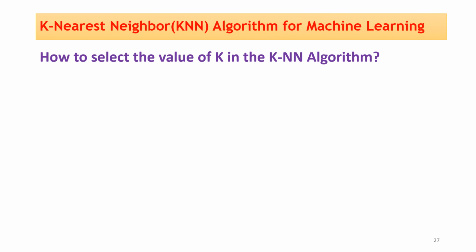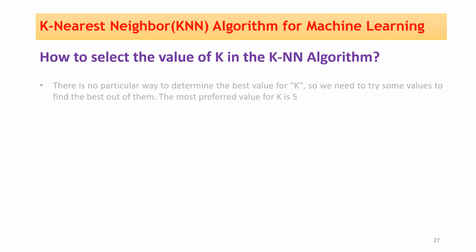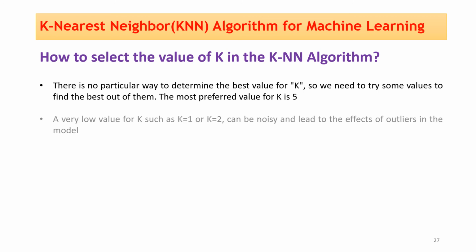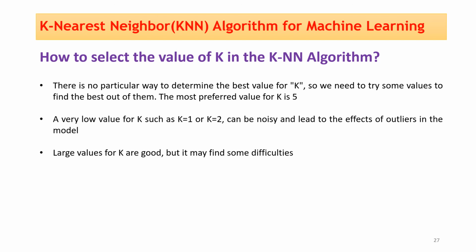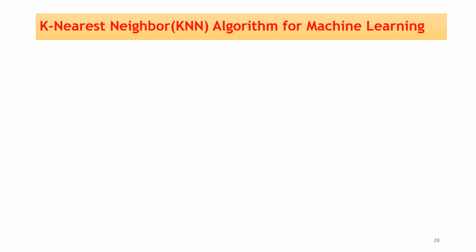Now, how to select the value of k in the KNN algorithm? There is no particular way to determine the best value for k, so we need to try some values to find the best of them. The most preferred value of k is 5. A very low value of k, such as k equals 1 or k equals 2, can be noisy and leads to the effect of outliers in the model. A large value of k will be good, but it has some difficulties.